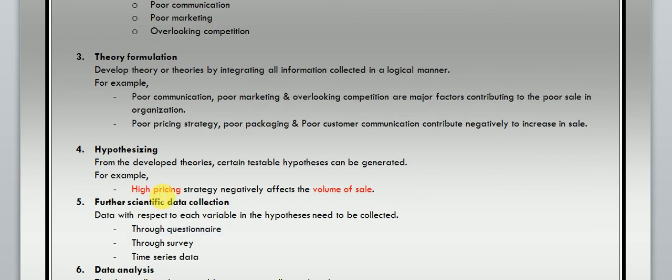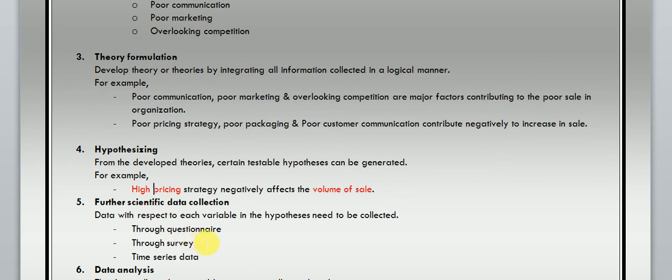But dear students, we don't know in your business situation whether high pricing can be a good strategy or a bad strategy. So that is why you should conduct some survey, or you should ask your customers with the help of a questionnaire, to make sure what pricing strategy may be preferable or favorable for them.